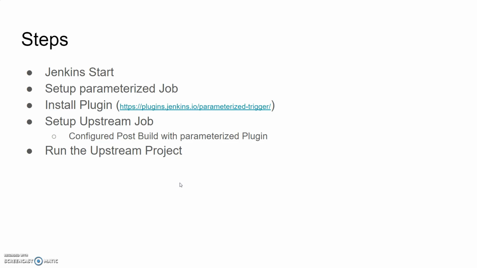So we are going to start our Jenkins, then set up the parameterized job, and we require a plugin here. That's the Parameterized Trigger, the plugin name. This plugin we will install, and then we'll configure the plugin parameter here with the upstream job, and at last we will run our upstream project, which will pass the variables from one job to another job. So let's see how we can do it in the practical.